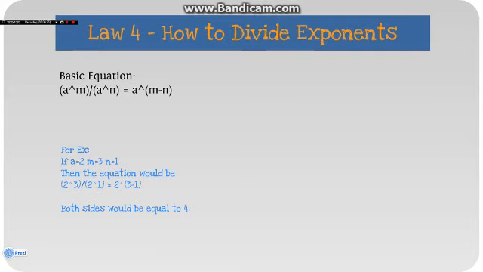And if you don't believe me, you can look at the other side. 2 to the power of 3 is 8, divided by 2 to the power of 1, which is 2, which means 8 divided by 2 equals 4, so it would check out.